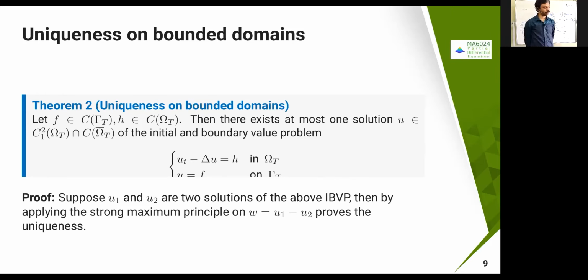The proof is very simple, as we did for the Laplace equation. Suppose u1 and u2 are two solutions of the above initial and boundary value problem. Then I can define w equal to u1 minus u2. Then w equals 0 on Gamma_T, because u1 is equal to f on Gamma_T and u2 is also equal to f on Gamma_T. Therefore, w equals 0 on Gamma_T.